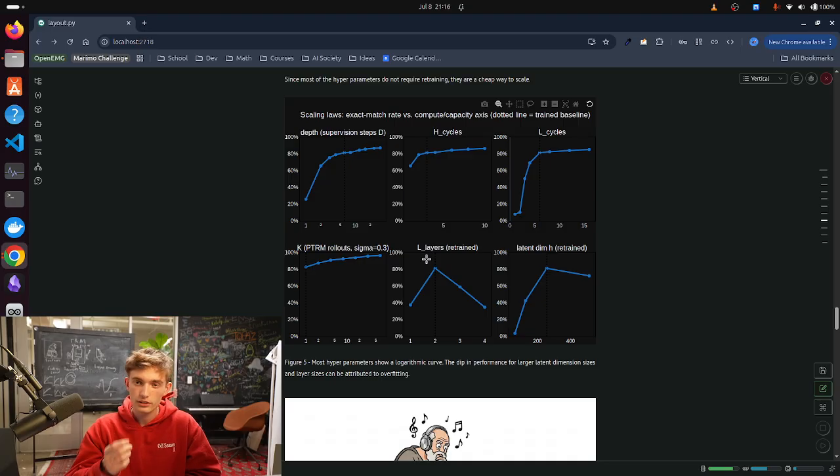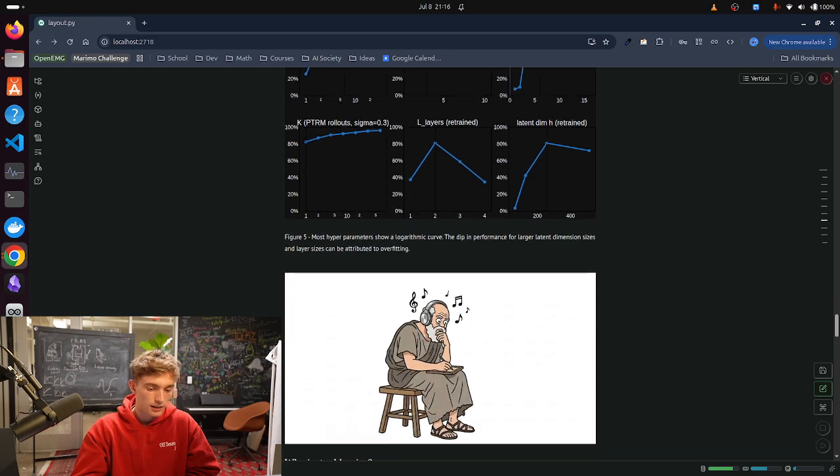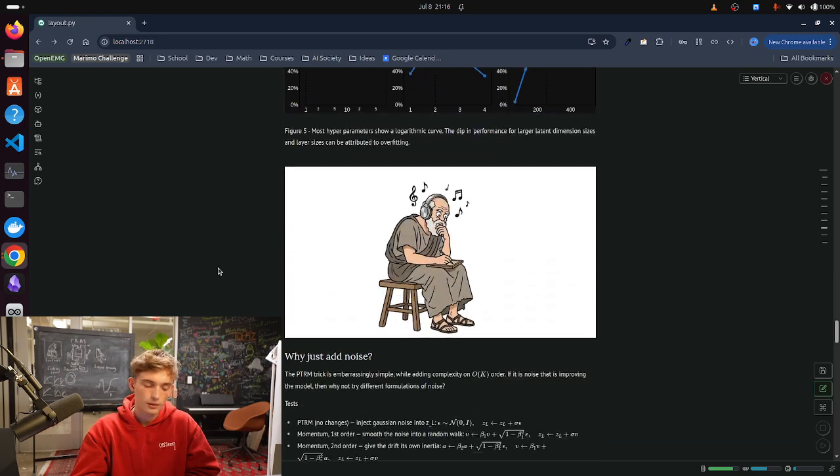But the number of layers and the size of the dimension actually don't scale logarithmically, because the problem with Sudoku is not the amount of information you store, it's actually the amount of reasoning you can do. So it's not always great.